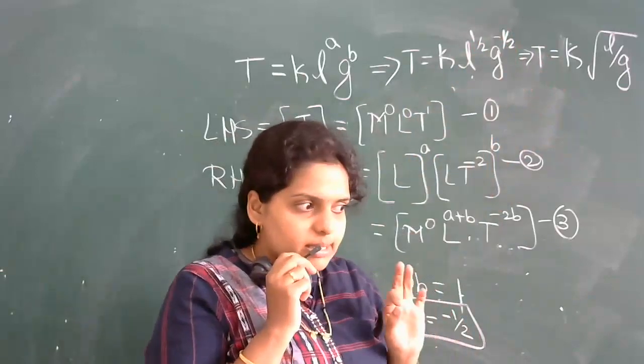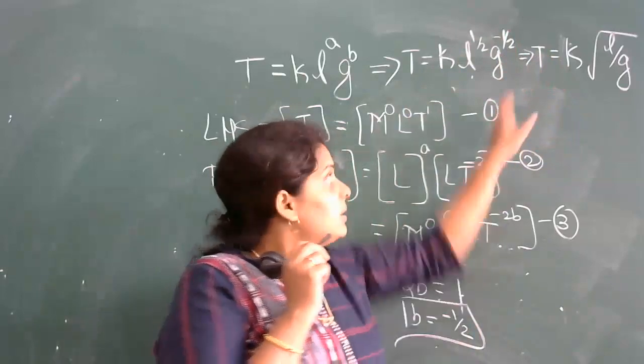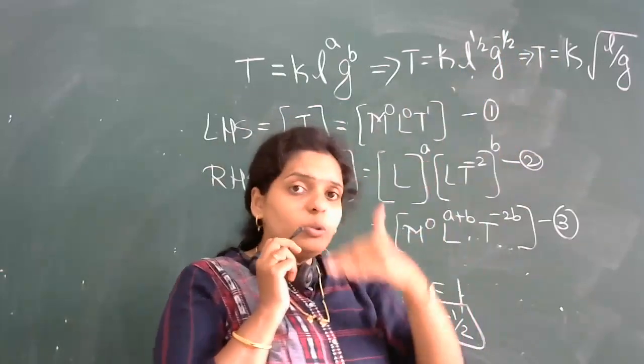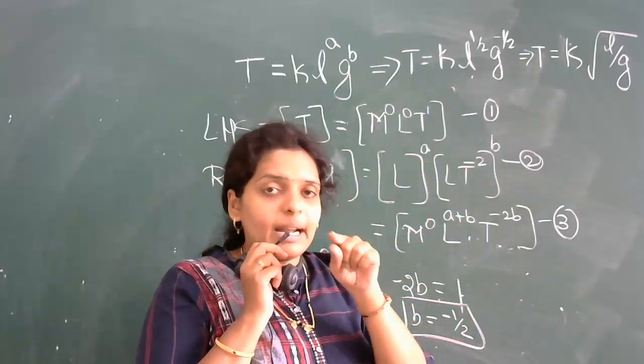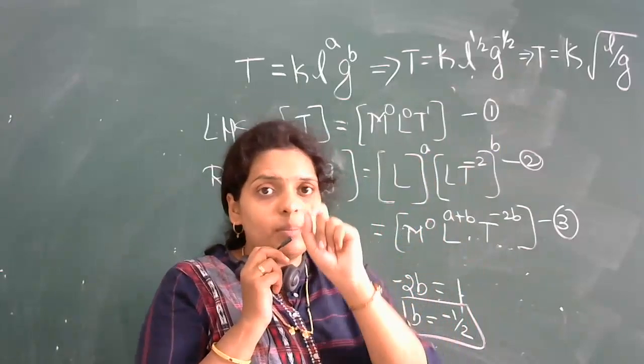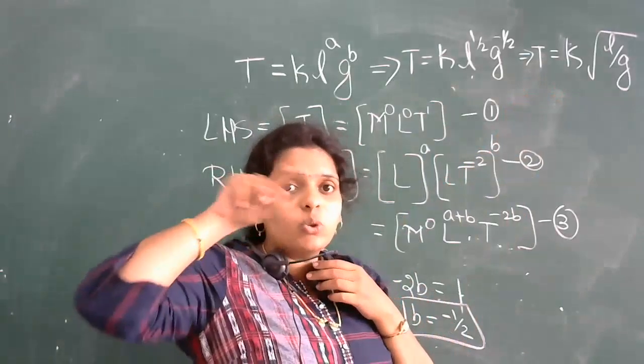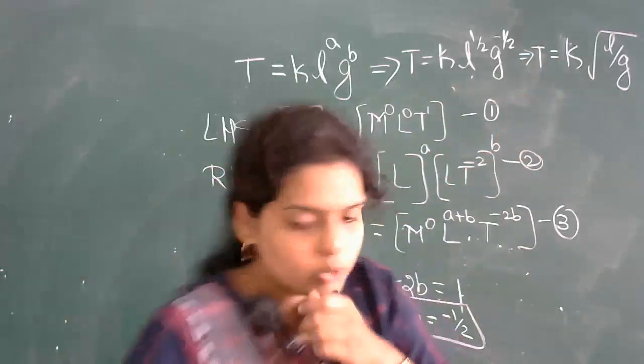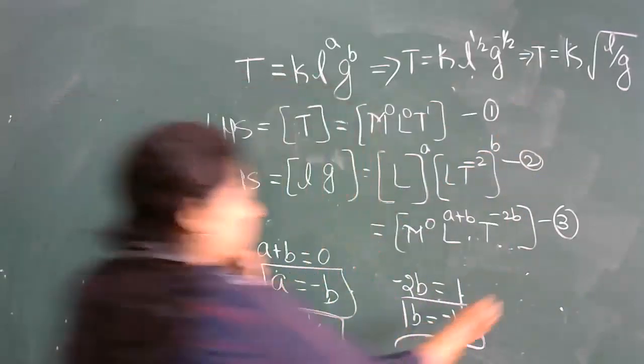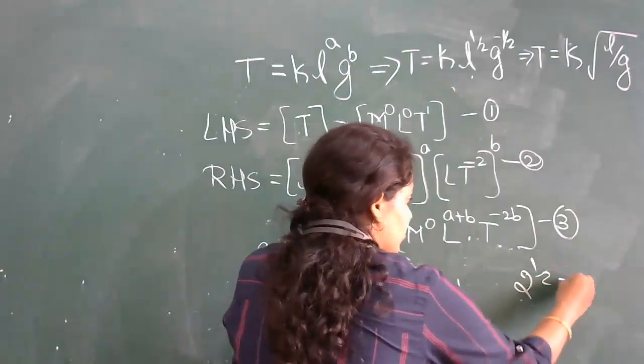Do you know this? This g raised to minus 1 by 2, you can take it in the denominator. That becomes g raised to 1 by 2. So 2 raised to 1 by 2, what do you write? 2 raised to 1 by 2 is nothing but root 2.